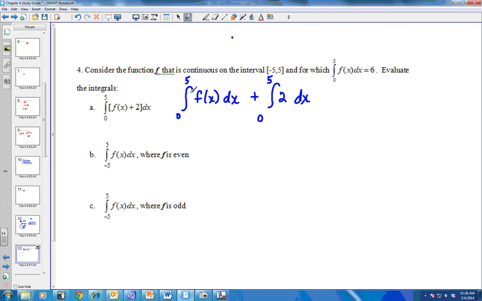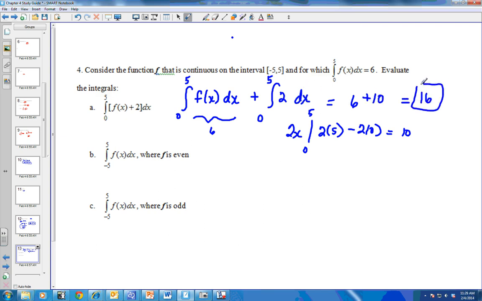Okay, well, we know what this is. From 0 to 5, that is 6. Okay, so this part right here was 6. And now I can either sketch this out and find the area under the curve, which is going to be a rectangle, or I could actually integrate this. That's going to be 2x from 0 to 5. When I plug my 5 in and then plug my 0 in, I get 10. So this area was 6, this area was 10, and when I add those together, I get 16.